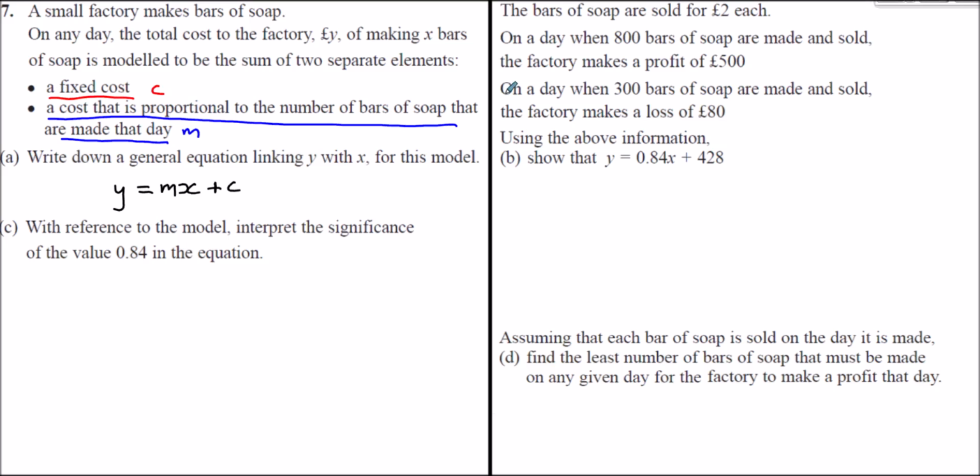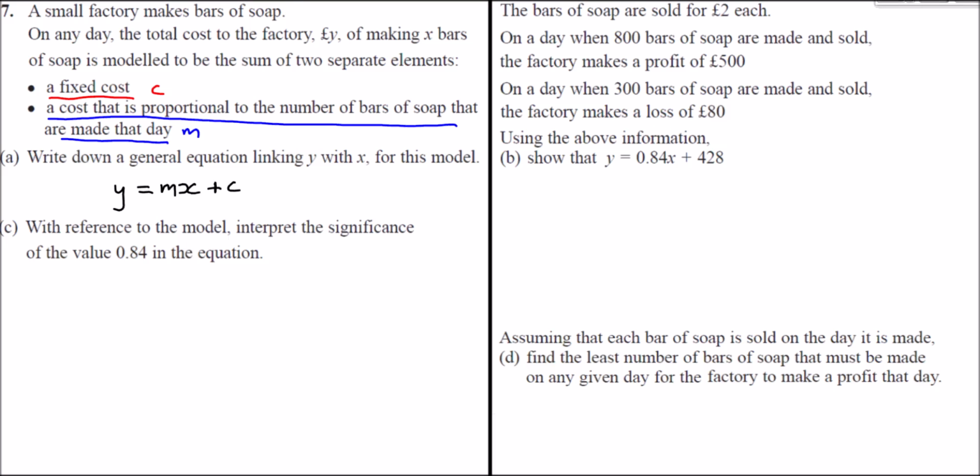So now using this idea, we can now infill into this linear model. So the bars of soap are sold for £2 each. And on a day when 800 bars of soap are made and sold, the factory makes a profit of £500. On a day where 300 bars of soap are made and sold, the factory makes a loss of £80. So use the above equation, show that y equals 0.84x plus 428.